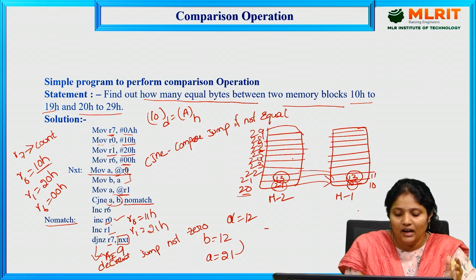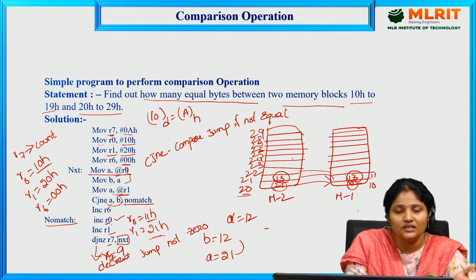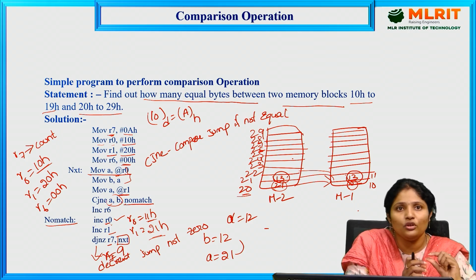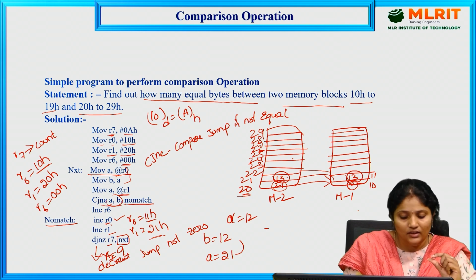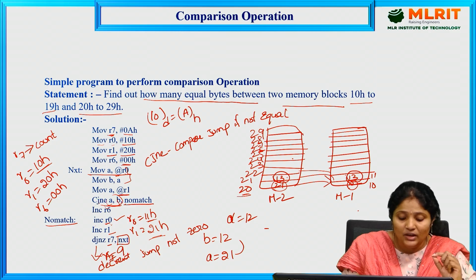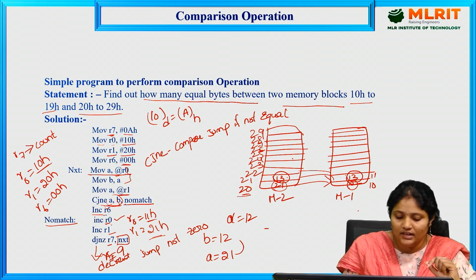Again the R0 value, now the locations are 11H and 21H. The R0 value 13 will come into the B register, and again this 13 will come into the A register. Now both of them are equal, right? Here what is the condition? Compare and jump if not equal. Here the contents are equal, so this condition will not be satisfied and the controller will execute the next instruction.